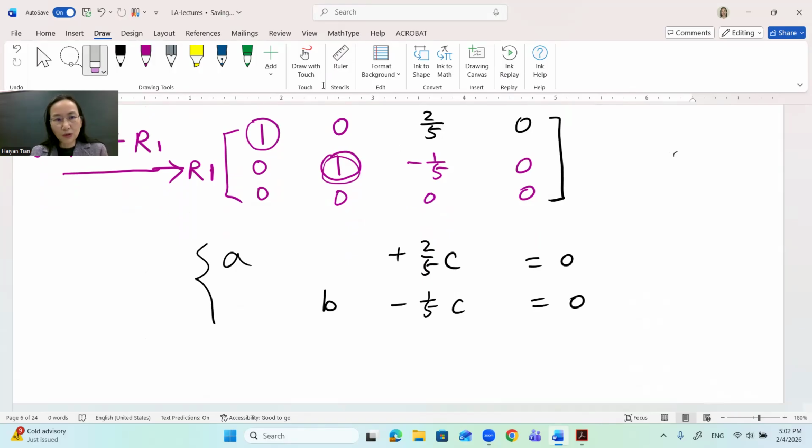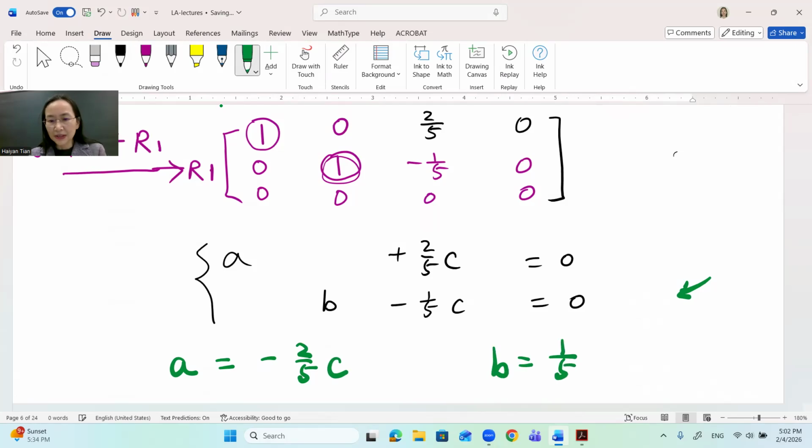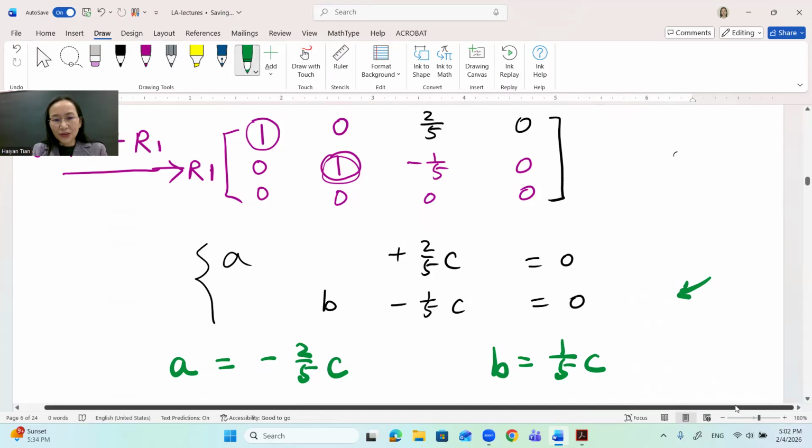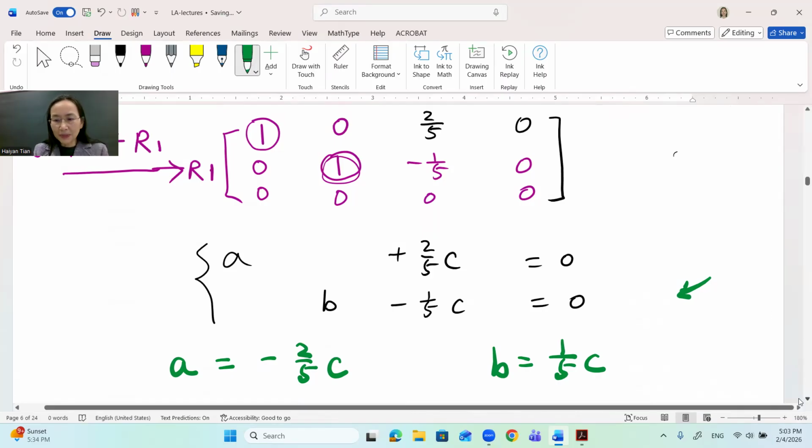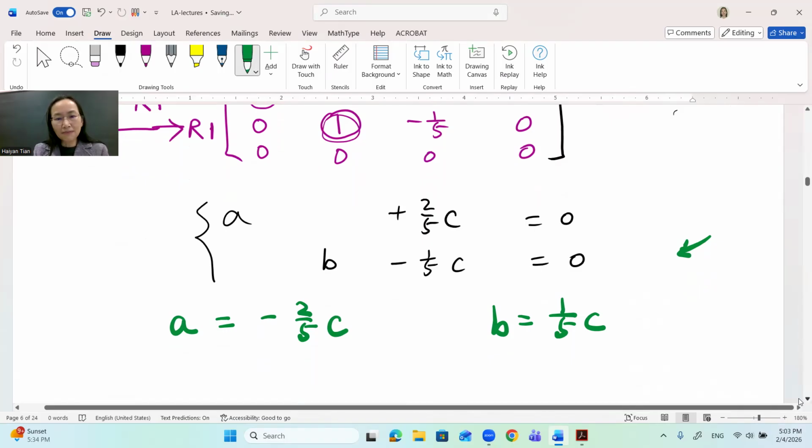So now we're ready to solve it based on the reduced augmented matrix here. The equivalent equations are these. Let's write A and B in terms of C, which is a free variable. So A is -2/5 C. B is 1/5 C. And C is anything. C is free. So we have found a solution: A and B are in terms of C.